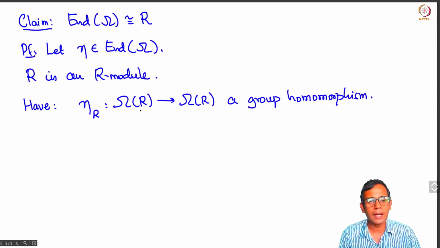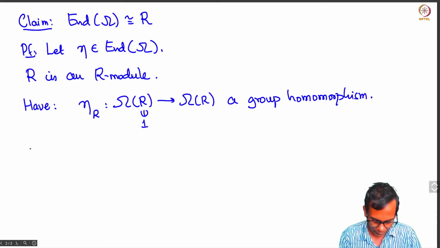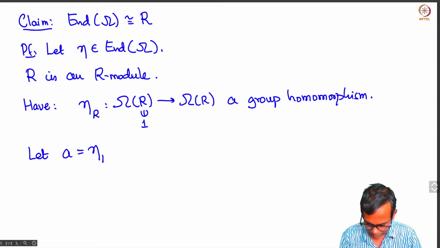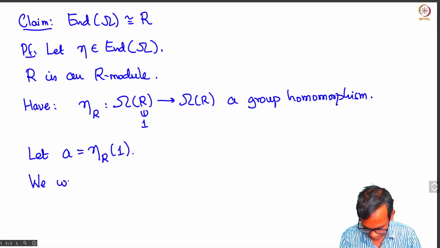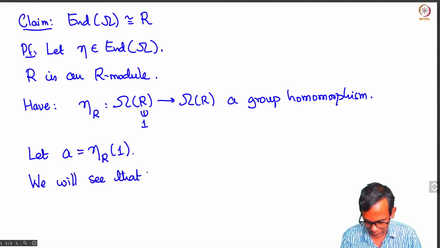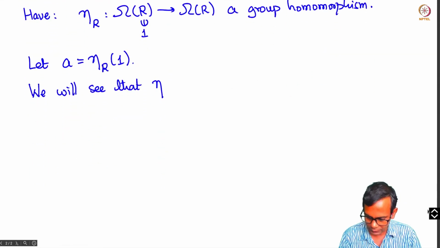Now in this R we have an element 1, and let a equal eta_R of 1. And what I want to say is that we will see that eta is completely determined by a.